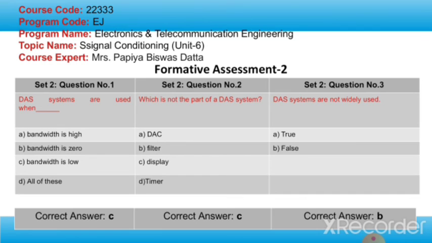I hope you got the answer. So DAS systems are used when bandwidth is low; which is not part of a DAS system, that is display; and DAS systems are not widely used. No, it is false. It is widely used nowadays.